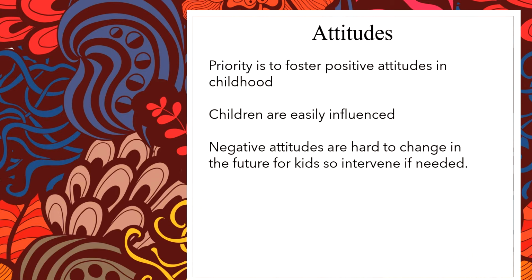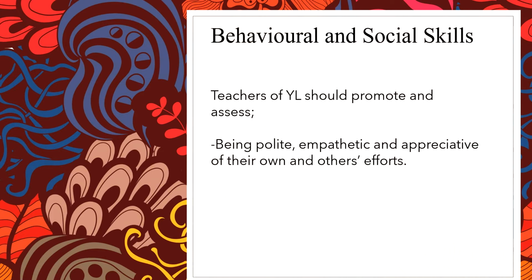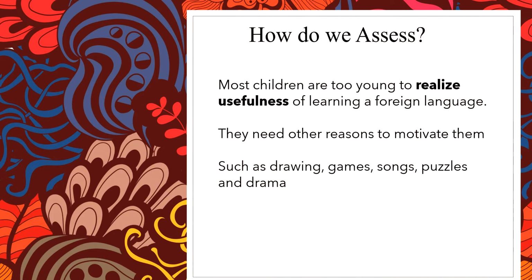Attitudes. The priority is to foster positive attitudes in childhood. Now, because children are easily influenced, negative attitudes are hard to change in the future for them. So when you see a child having a negative attitude toward the target language, you need to intervene. Attitude assessment can be done during conferencing, questionnaires, and observation. Behavioral and social skills. Teachers of young learners should promote and assess being polite, empathetic, and appreciative of their own and others' efforts.